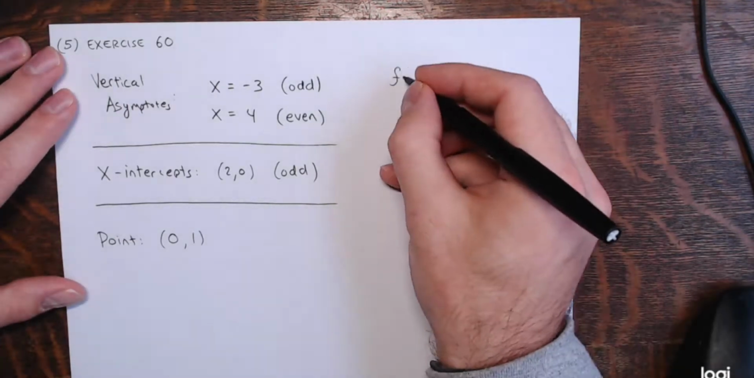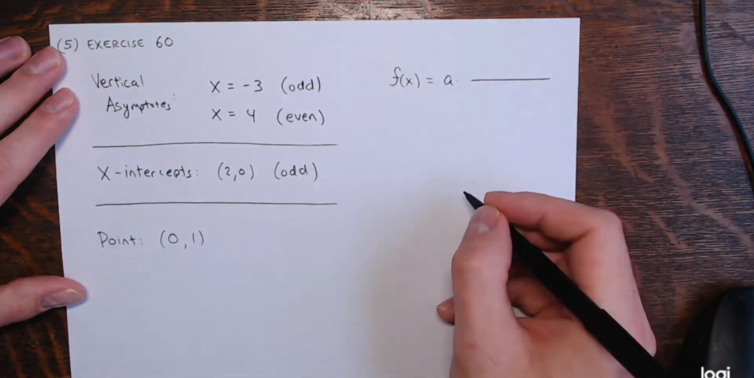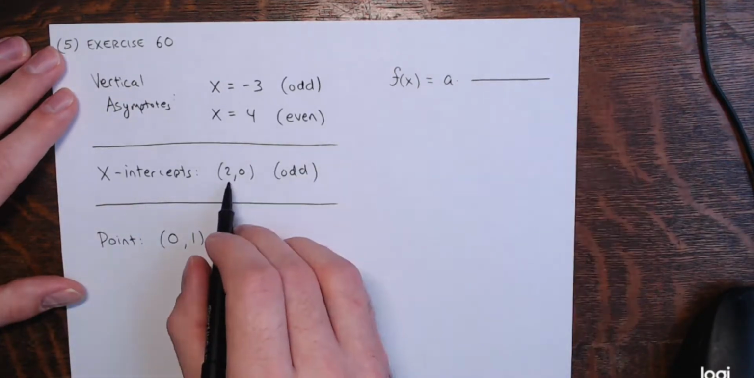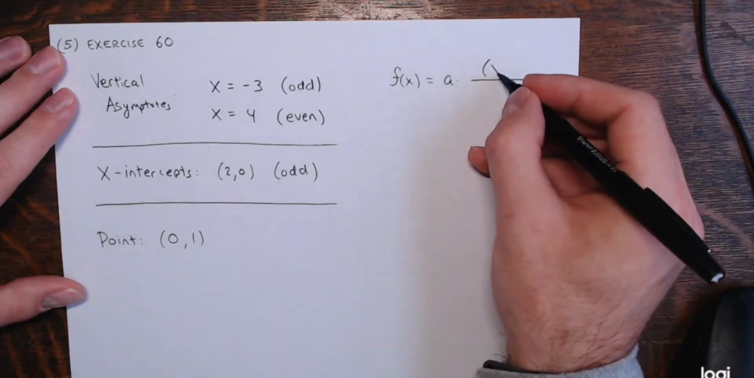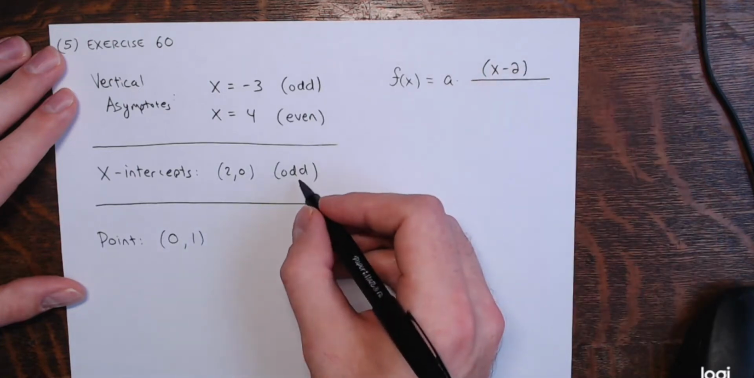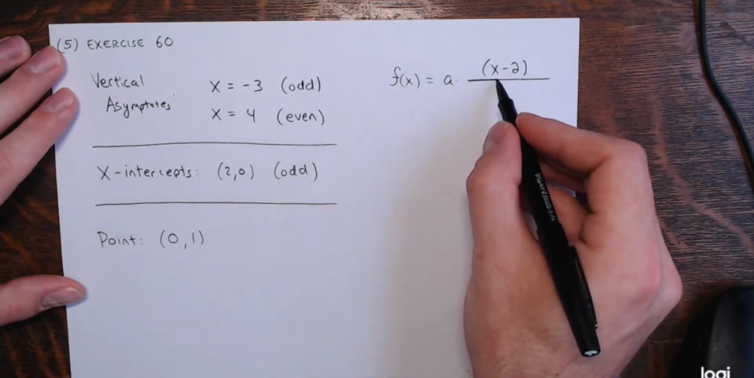And just like the other problems now, f of x equals a times some fraction. X-intercepts help you with the numerator. (2, 0), x equals 2, is an x-intercept. So the quantity x minus 2 is a factor up here, and it crossed over, so it's going to have an odd power. So I'm just going to leave that to the first, to make it as simple as possible.